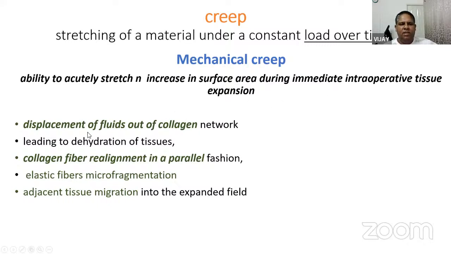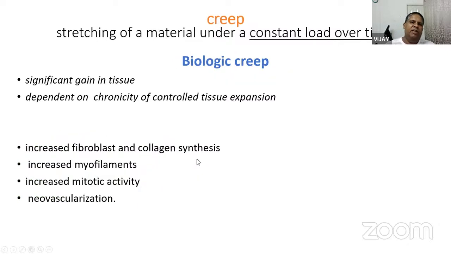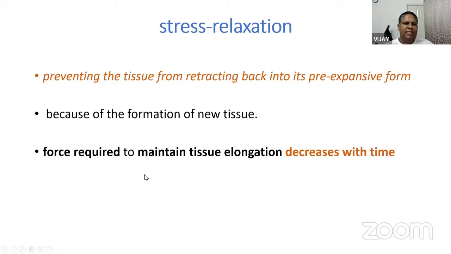Here, what happens is the fluids are pushed out of the collagen. There is a dehydration of tissue. Collagen fibers are realigned in a parallel fashion. There is a microfragmentation and adjacent tissue migration. If the same thing happens chronically, it is called biological creep, and there is a significant gain in tissue dependent on the chronicity. There are increased fibroblasts in the collagen tissue, increased myofilaments, increased mitotic activity, and neovascularization.